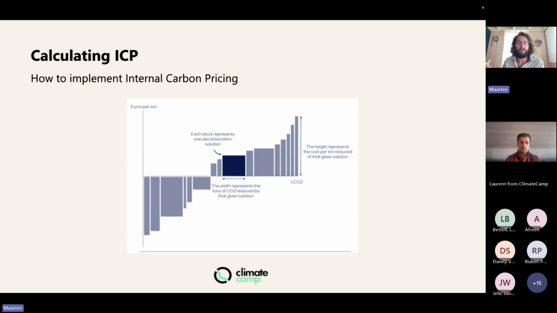This is a marginal cost abatement curve. Why is it marginal? Because it translates the cost of CO2 emissions reductions to 1 ton of CO2 emissions reduction. And it is a cost curve because, as you can see here, you list all the different initiatives from how costly they are from left to right.